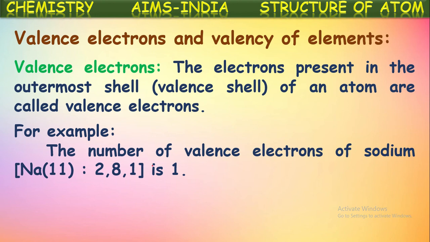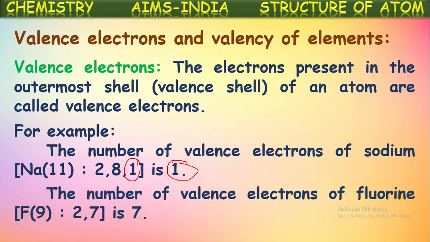Now, for sodium, how many electrons are there in the last shell or valence shell? Only one electron. Hence, we say its valence electrons are 1. The number of valence electrons for sodium is only 1. Let us see one more example.